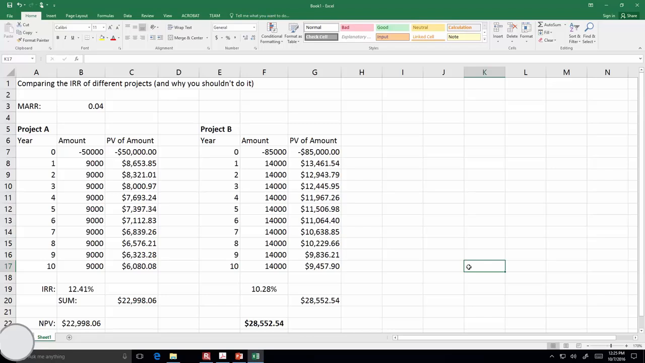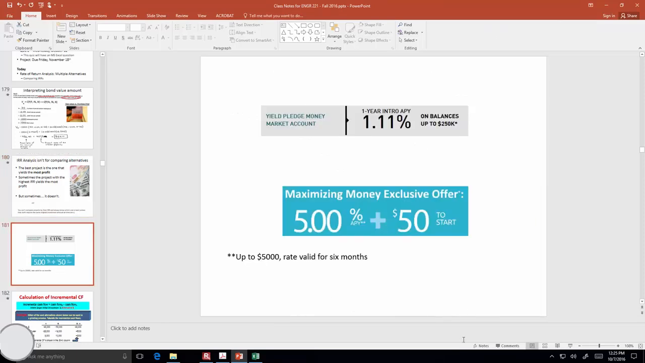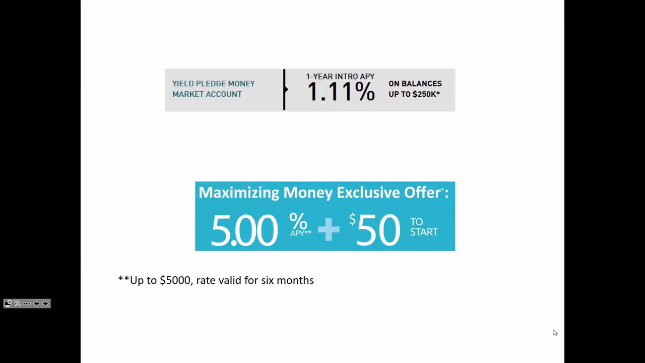And this is an example of where it's actually better to go for the lower interest rate if the account will let you put more money into it. And this isn't completely abstract, by the way. There are real-world situations where this comes up. So for instance, earlier in the semester, we were looking at typical interest rates out there in the world. And one of the things we found was Everbank, which has what they're calling a yield pledge money market account.